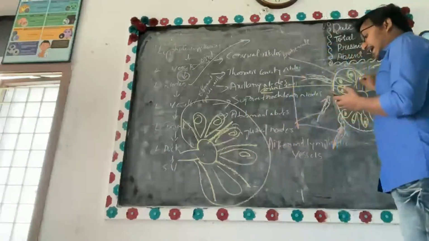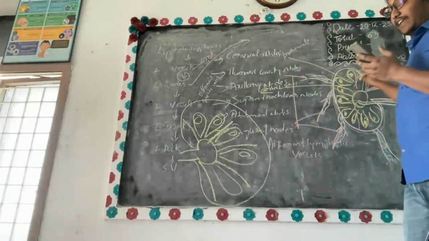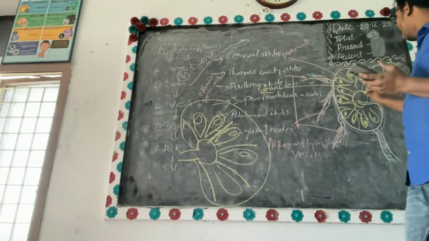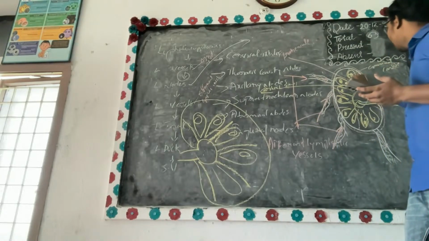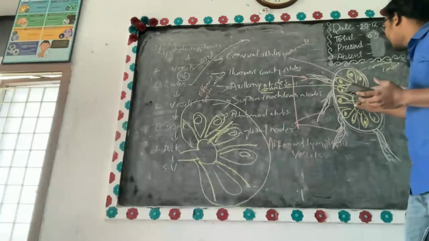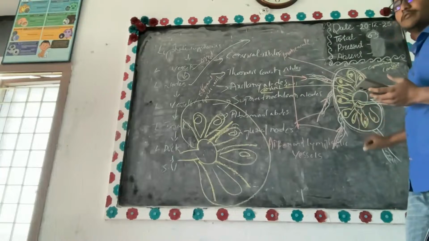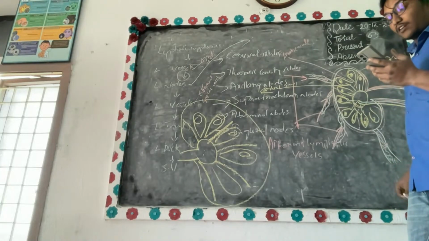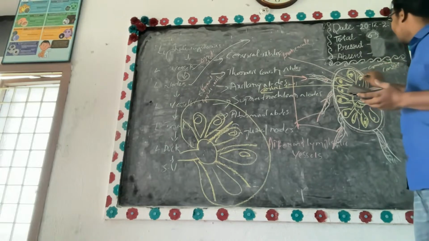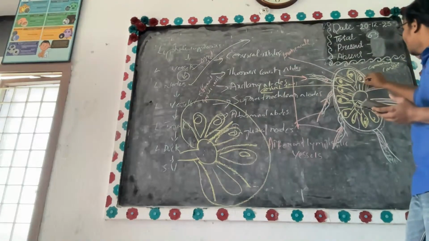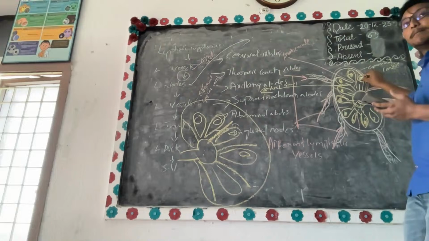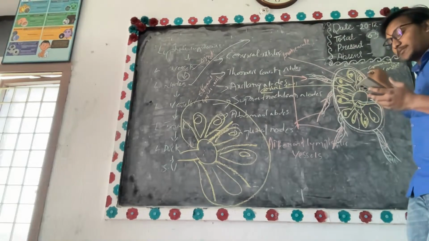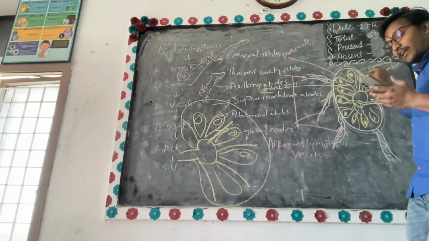Now here, every cell is supplied by a medullary cord. Every cell is supplied by what? Medullary cords. Now here, in this particular cell we have one space which is called the paracortical area.